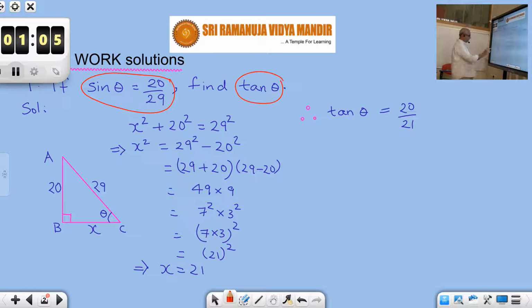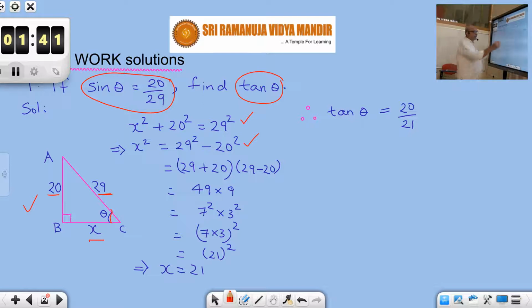So let us consider a right angle triangle here. Sin theta is opposite side by hypotenuse, for theta, this is the angle theta. Opposite side is 20, hypotenuse is 29. So let us take the adjacent side as x. So using Pythagoras theorem, x square plus 20 square is equal to 29 square. Here I have written. Then x square is equal to 29 square minus 20 square, correct.